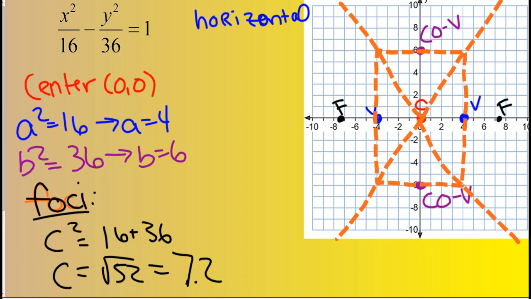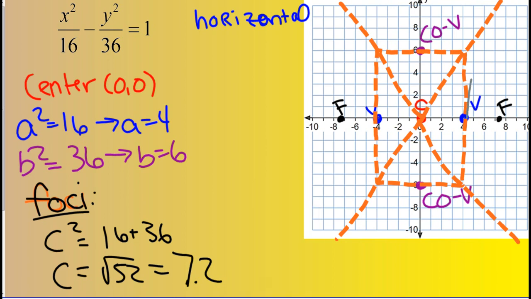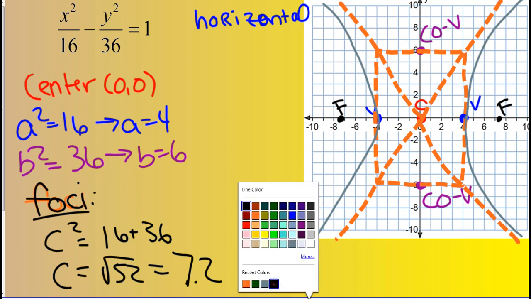I can now go and graph my hyperbola. Remember, opening left and right, it's got to go through the vertex, but it is not allowed to cross the asymptotes. So there we go. Kind of, sort of. You know, I'm not an artist. I can't help it. The only thing we have left to do is the asymptotes.